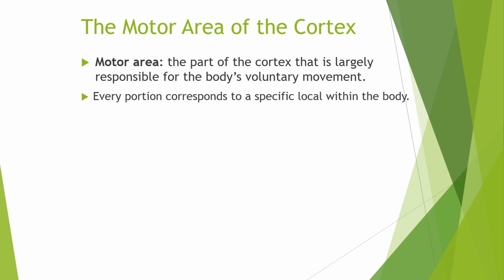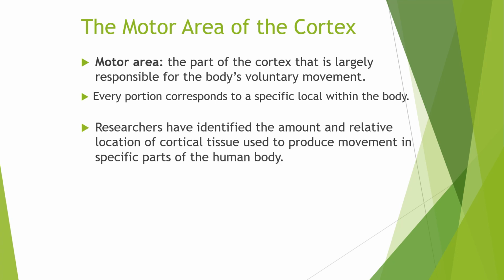Every portion of the motor area corresponds to a specific locale within the body. Whether it is your fingertips or your arms or your legs or your head or your neck or your back or whatever it is, every portion of that motor area corresponds to a specific locale within the body. Researchers, specifically neuroscientists, have identified the amount and relative location of cortical tissue that is used to produce movement in specific parts of the human body.